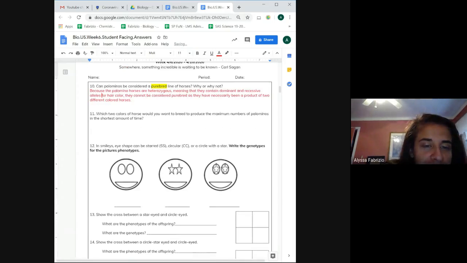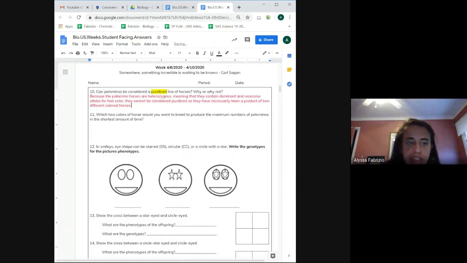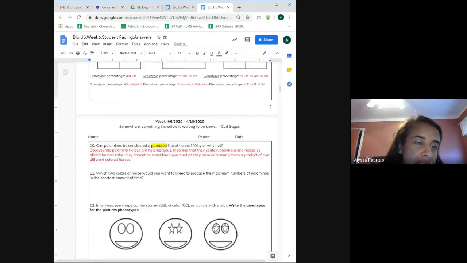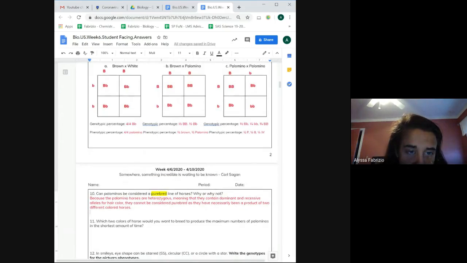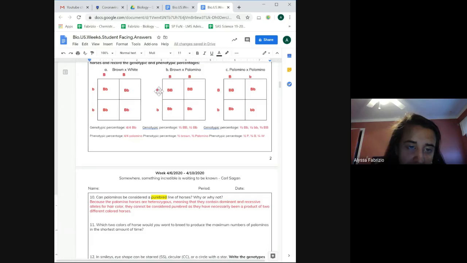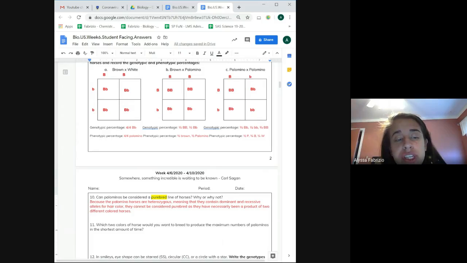Okay, which two colors of horses would you want to breed to produce the maximum number of palominos in the shortest amount of time? So we can look at which cross up here. Basically, we did all the crosses we could have done besides brown and white and white and palomino. And we know that brown and brown, since they're both homozygous dominant, would only produce brown horses. And same thing with white, just for the recessive allele, they would only produce white horses when crossed with each other.